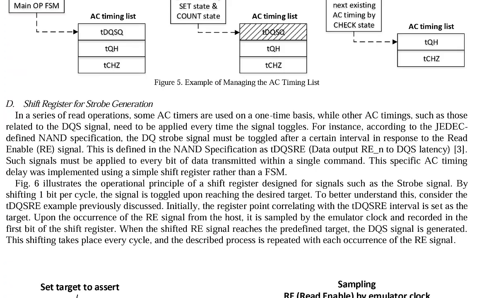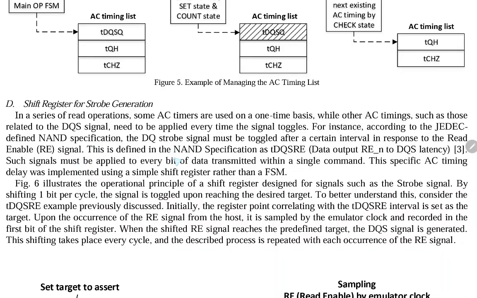Section D is shift register and strobe generation. In the series of read operations, some AC timers are used on a one-time basis, while the other AC timings, such as those related to the DQS signal, need to be applied every time for signal toggles. For instance, according to the JEDEC-defined NAND specification, the DQ strobe signal must be toggled after a certain interval of the response to the read enable RE signal.